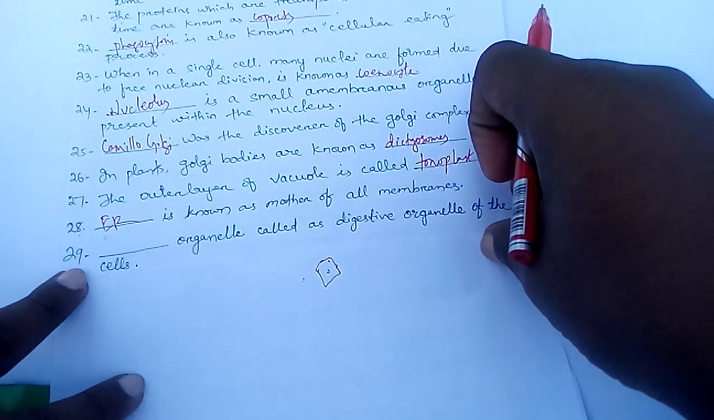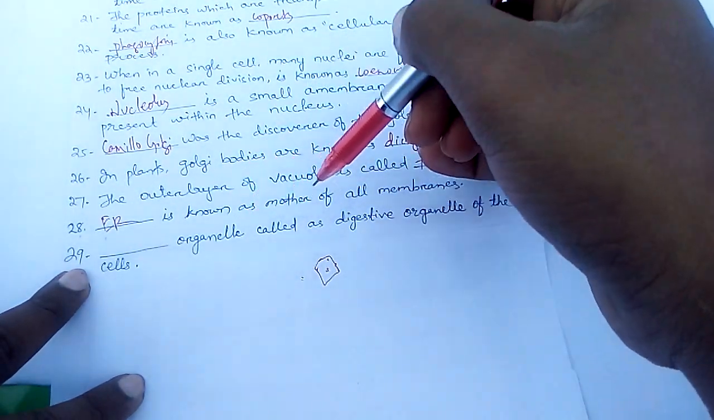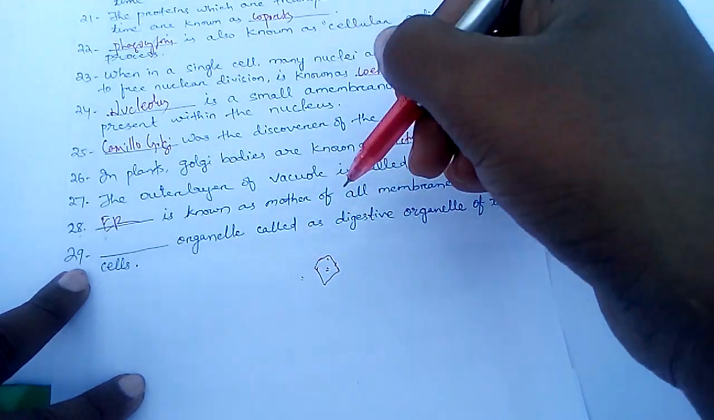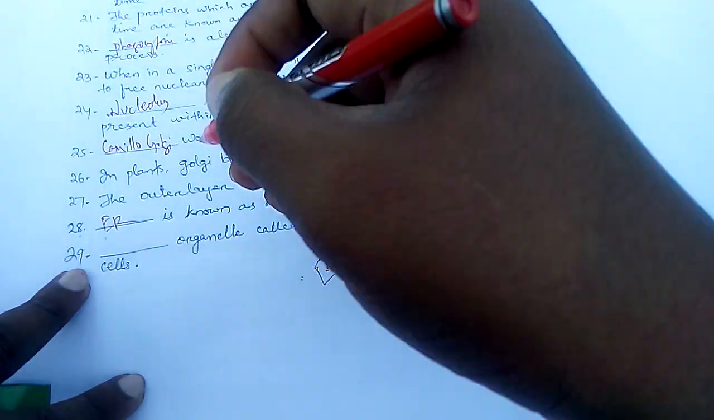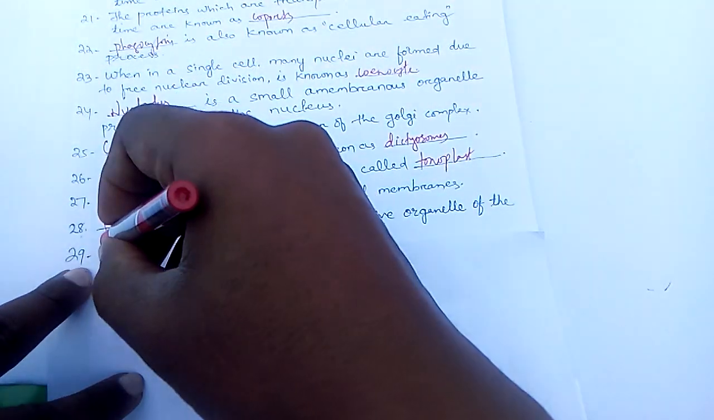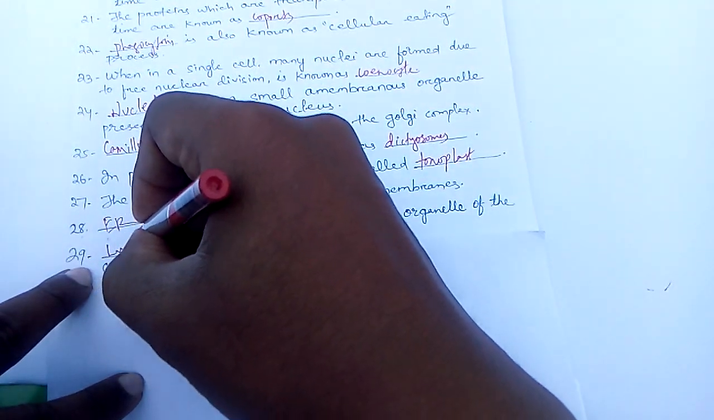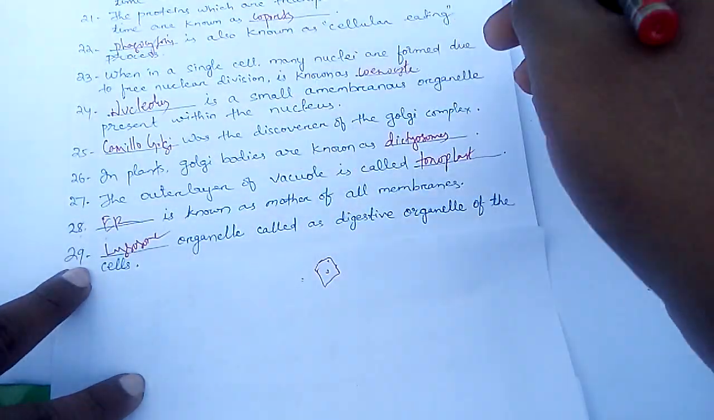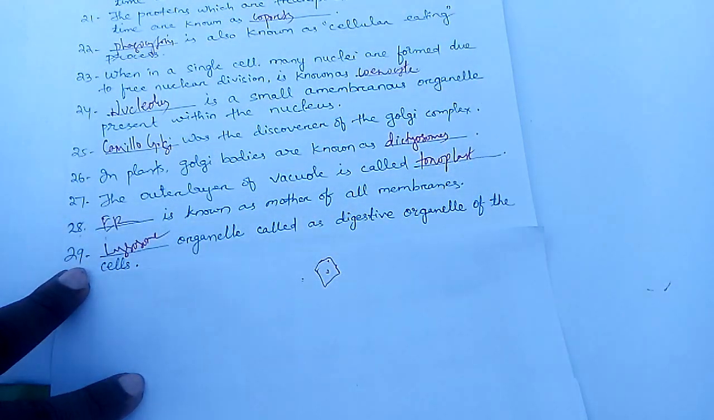Then question number 29. ___ organelle is called the digestive organelle of the cell. It is generally known as the lysosome. Lysosome is known as the digestive organelle of the cell. Then move to our next question, question number 30.